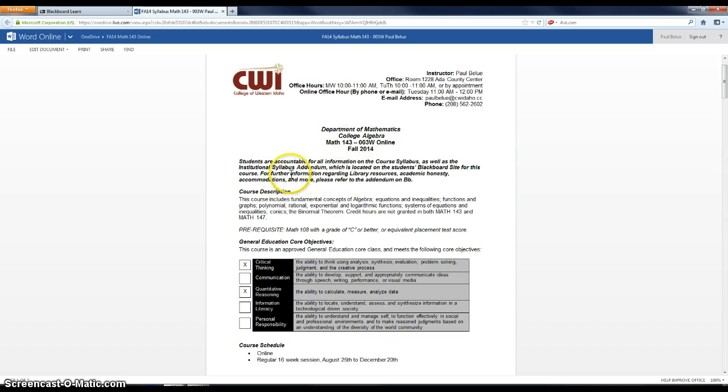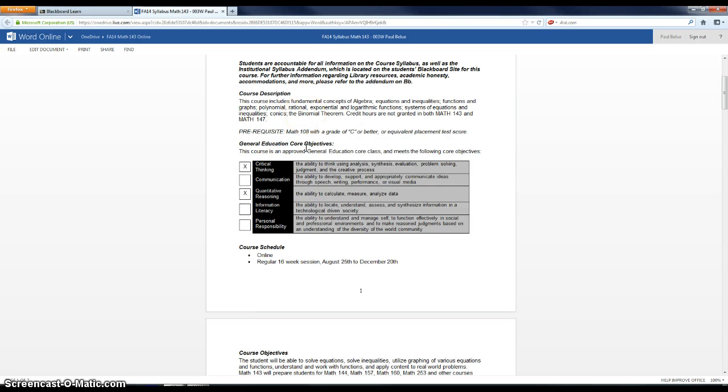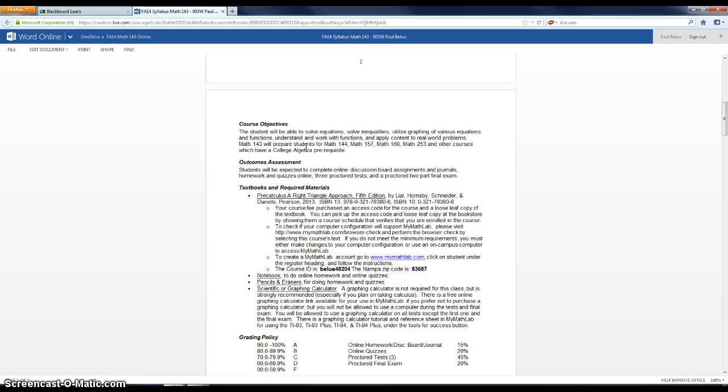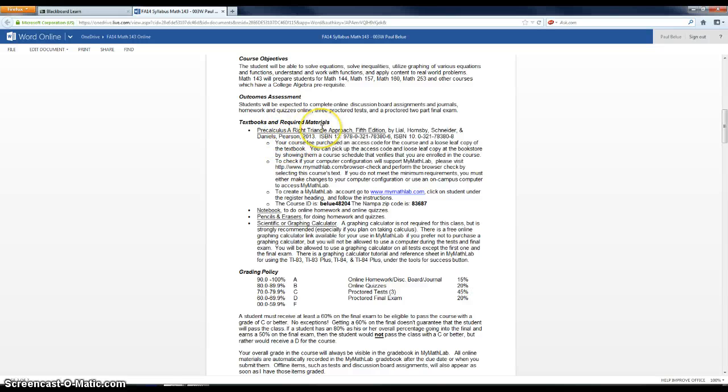The beginning of this syllabus has the course description. This is just taken from the catalog. I'm going to go ahead and scroll down to the second page here, which has the textbooks and required materials. The name of the textbook is Pre-Calculus, A Right Triangle Approach, 5th edition. There's the ISBN numbers. When you paid your course fee for this course, you purchased an access code and a loose leaf copy of the textbook.